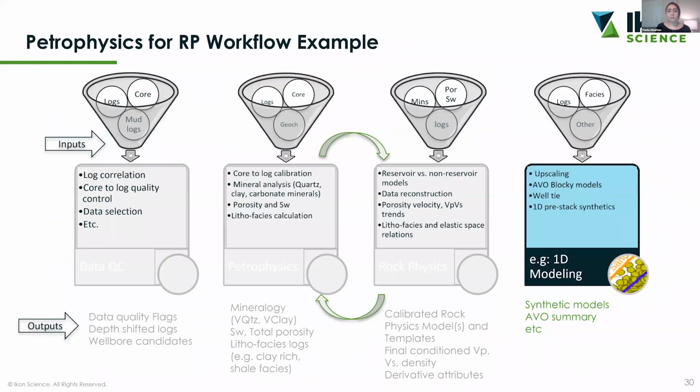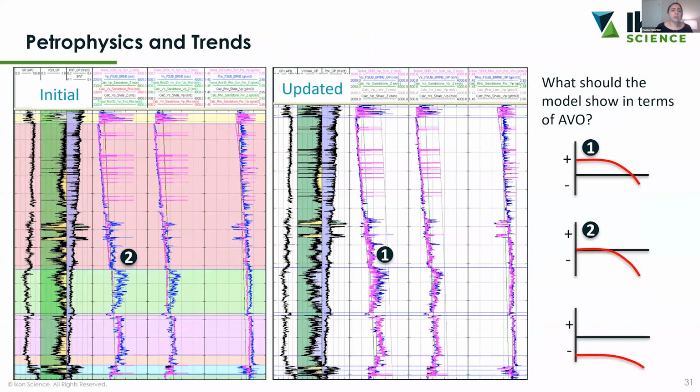Now, let me go to the last bucket or the last phase of the workflow that I showed you at the beginning. Let's see some other applications of petrophysics merged with rock physics and how they're put into place. Traditionally, when we look at logs and depth, we look at trends. We run trends all the time for ourselves. Here's the before and after, initial and updated model. The idea here is, what do we expect in terms of AVO? Is it a class 1? Is it a class 2?